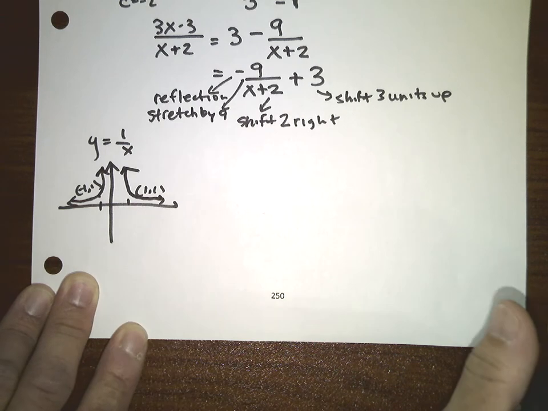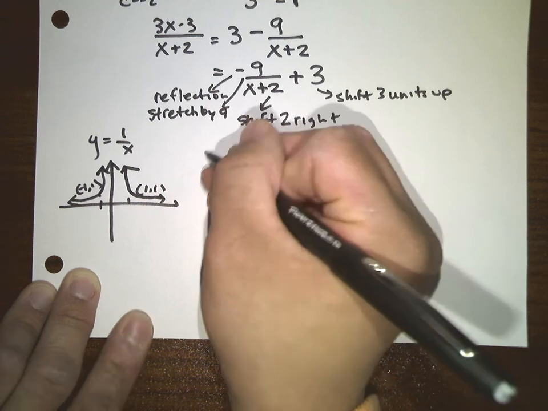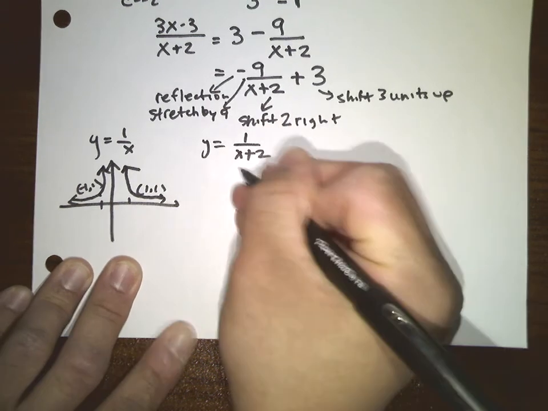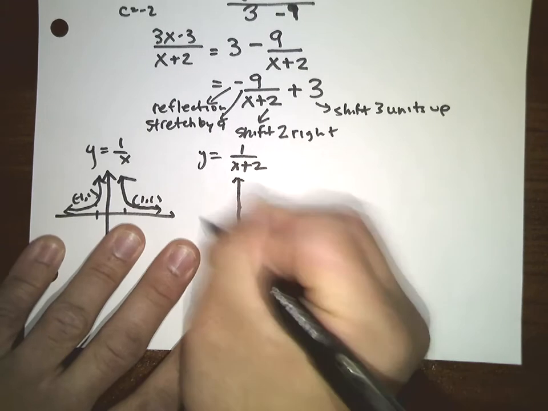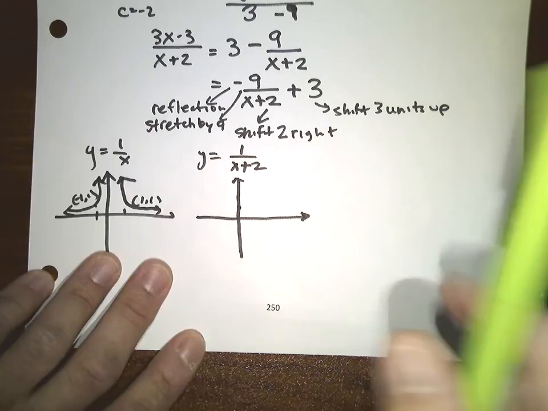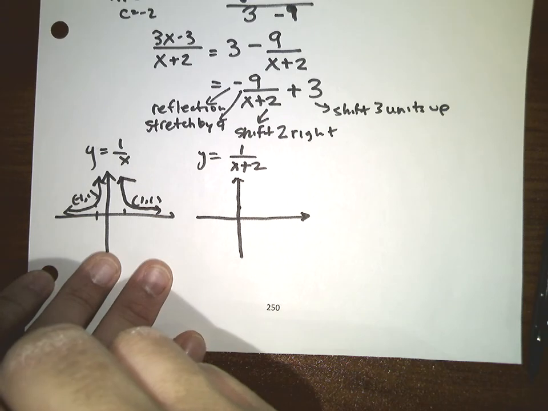Then let's start by shifting this 2 to the right. So y is 1 over x plus 2. So 2 units to the right.